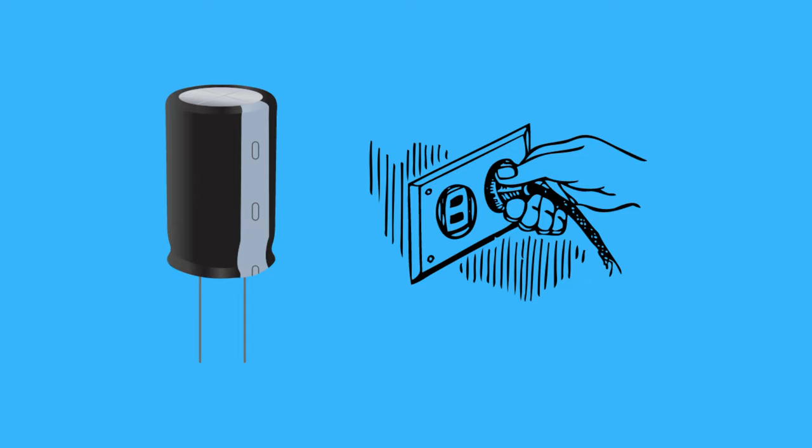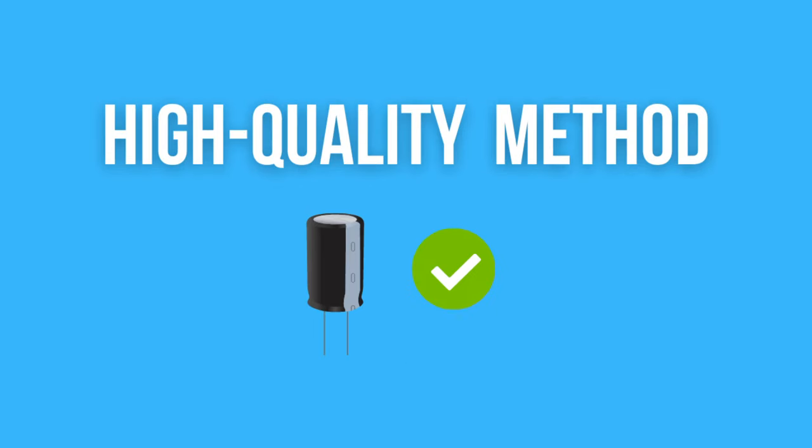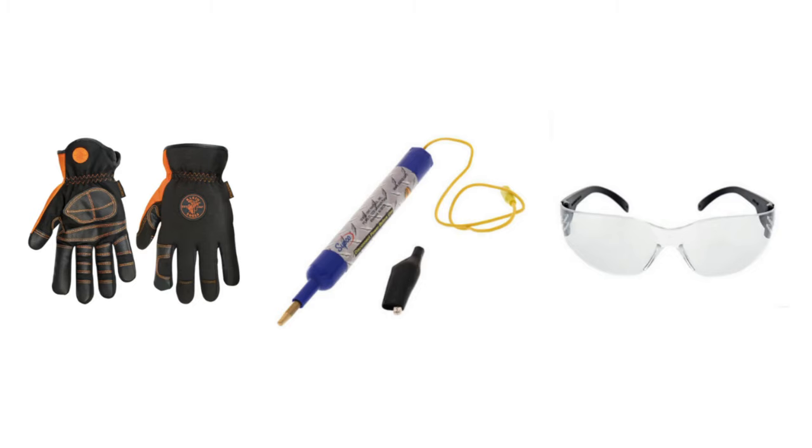Never touch or do anything with the appliance or capacitor while it is plugged in. The first thing you need to do is turn off the power. This will make you safer and more secure when you discharge the capacitor. You need three things: insulated gloves, glasses, and a discharge pen.